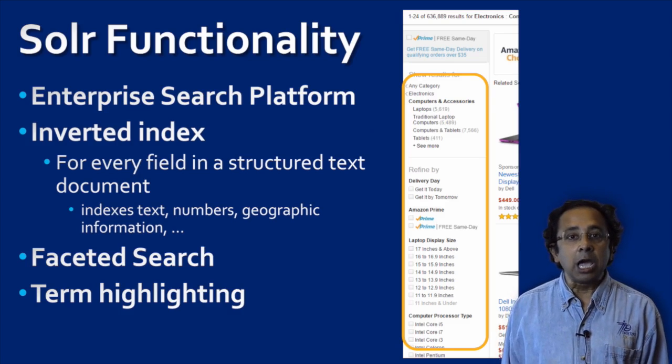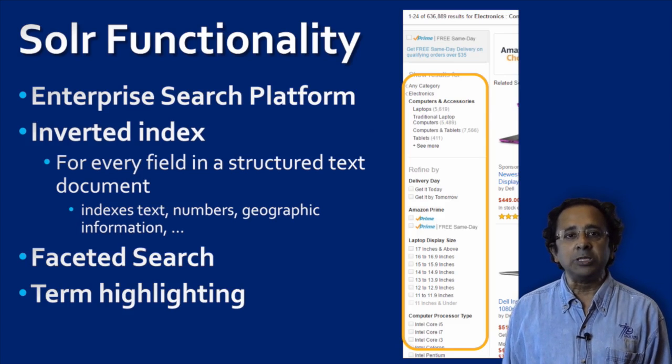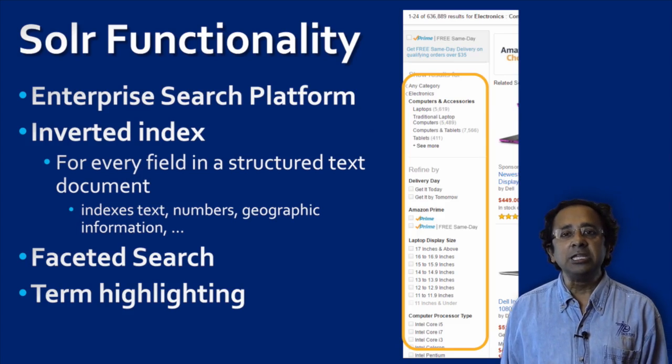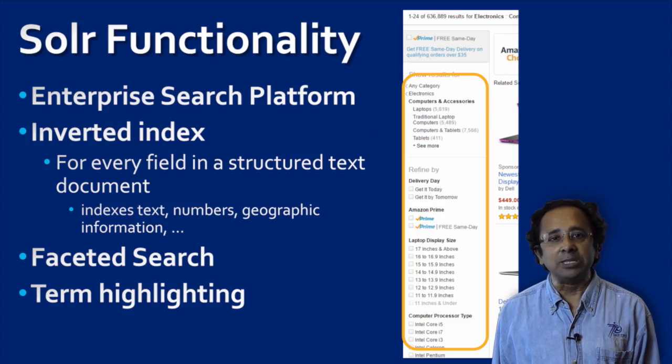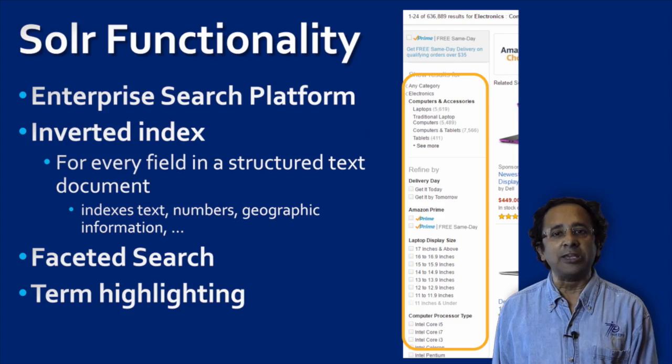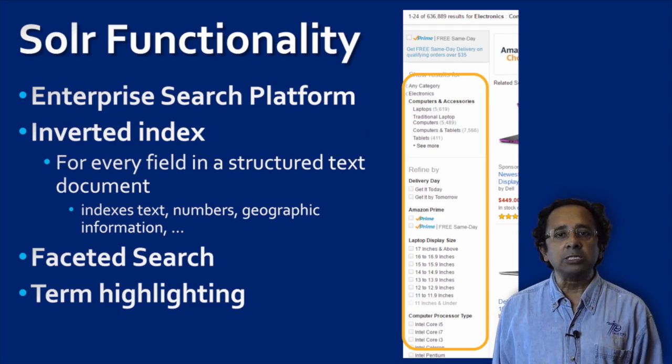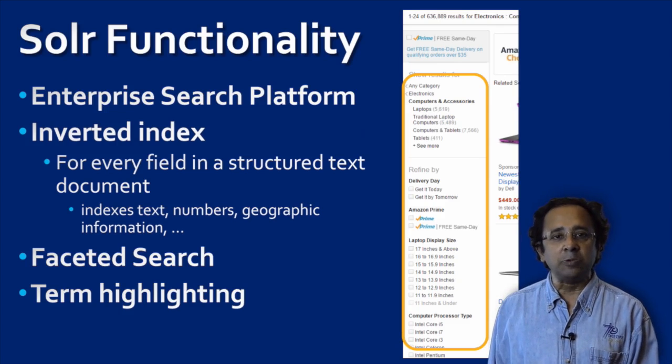We see this in the upper part of the marked portion, which says there are 5619 laptops but 411 tablets. These are called facets. If a user clicks on a facet, documents with only those values, that's just the tablets, will be presented back to the user.